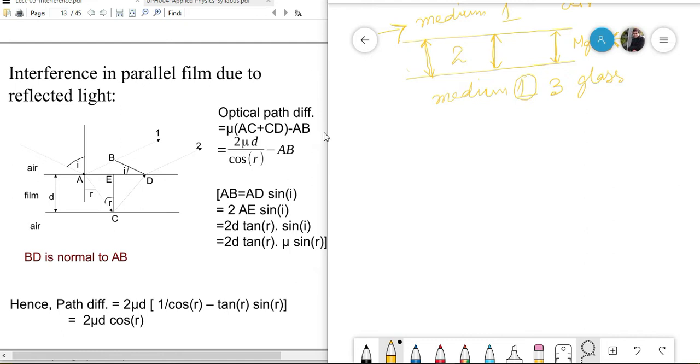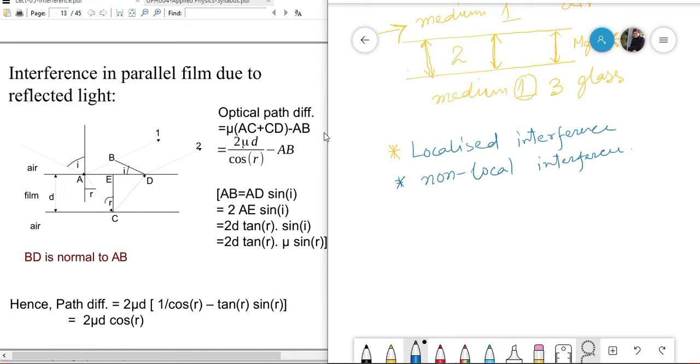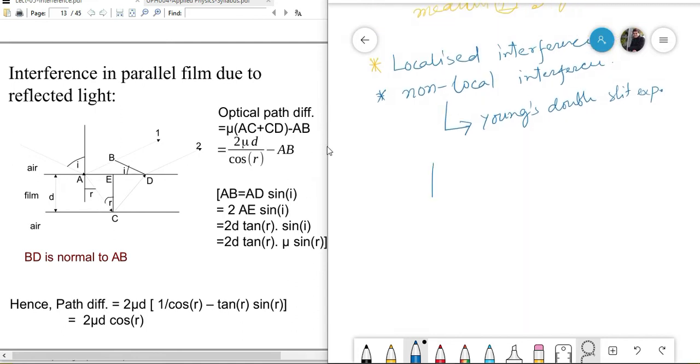Before we start talking about the interference, let me introduce two new terms. One is called localized interference and another is non-local interference. The example of non-local interference would be Young's double slit experiment. What happens in a Young's double slit experiment? There are two slits. Parallel monochromatic light of the same wavelength lambda comes in, and from the slits the two rays of light go and meet on a screen.